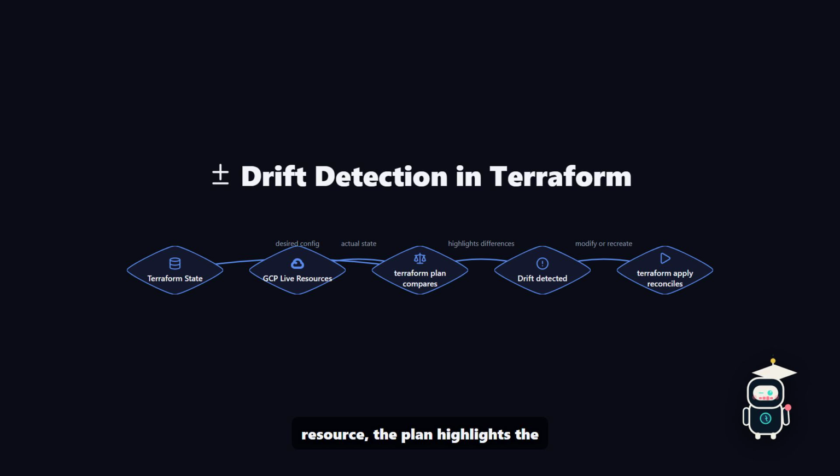If someone manually changed a resource, the plan highlights the drift. On the next apply, Terraform may modify or recreate the resource to bring it back in line with the code. That can cause a brief hiccup. So the golden rule is, never touch infrastructure manually when using IaC.